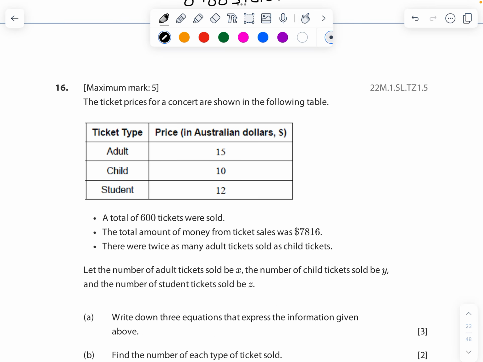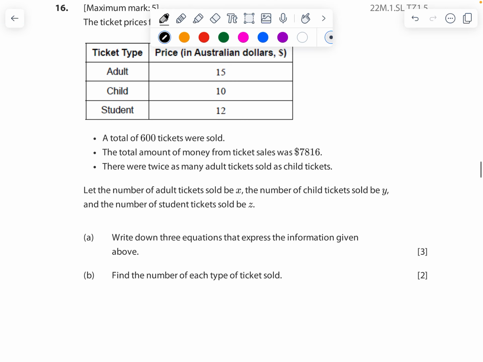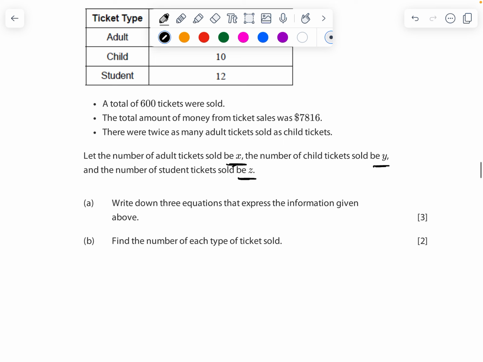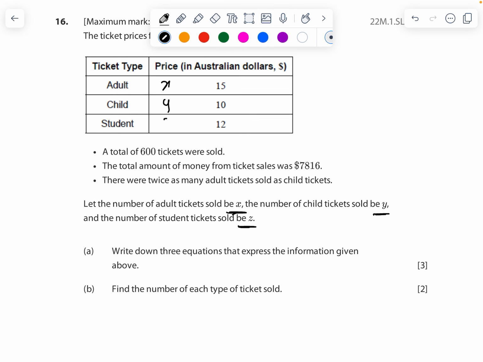Question number 16. The tickets of a concert are shown. Total 600 tickets are sold. The total amount of money from ticket sales is given as this much. There are twice as many adult tickets as child tickets. Say the number of adult tickets sold is X, the number of child tickets is Y, and student tickets is Z. Write down 3 equations that express the information below. So this is X, this is Y, this is Z.